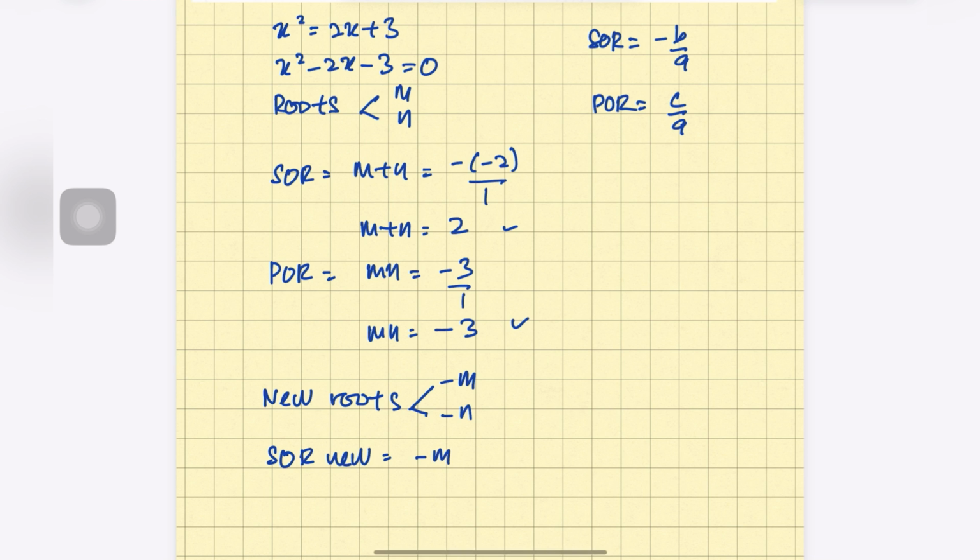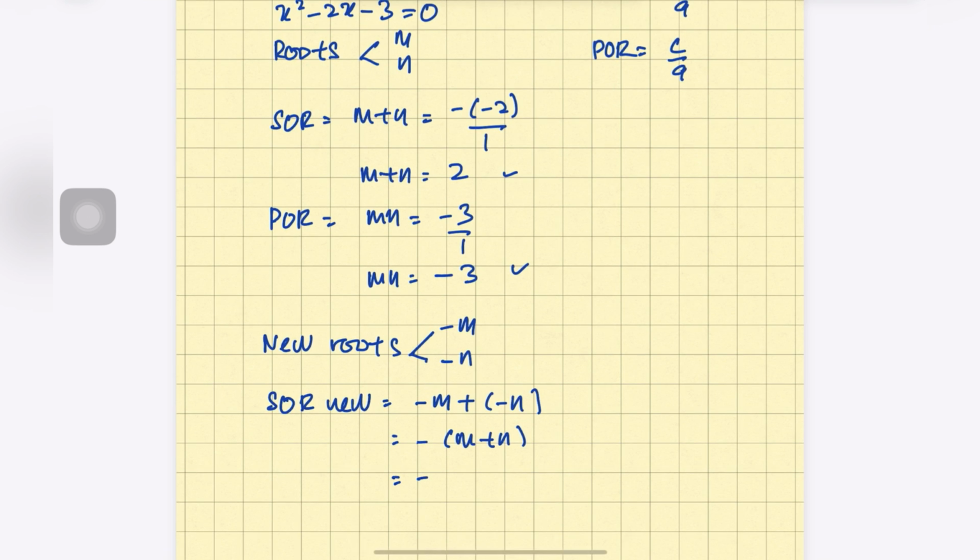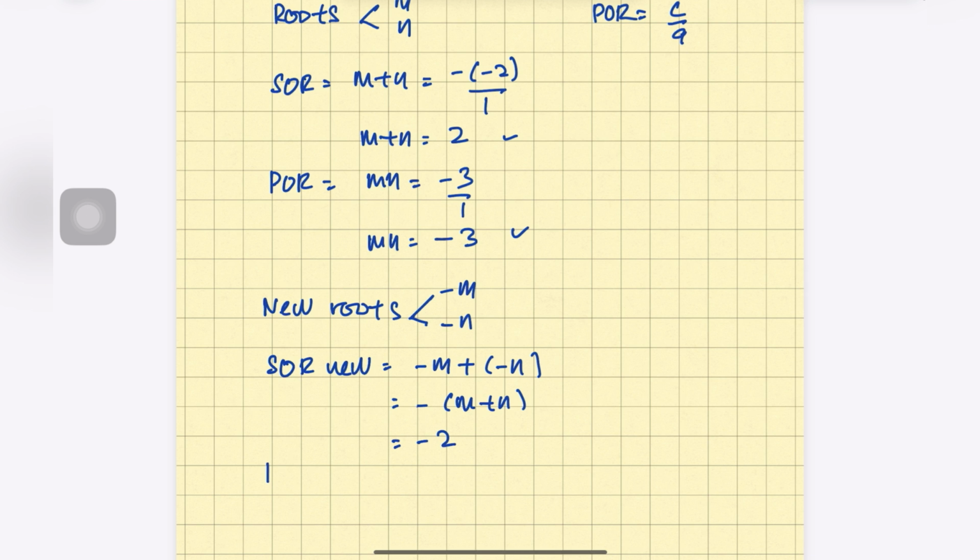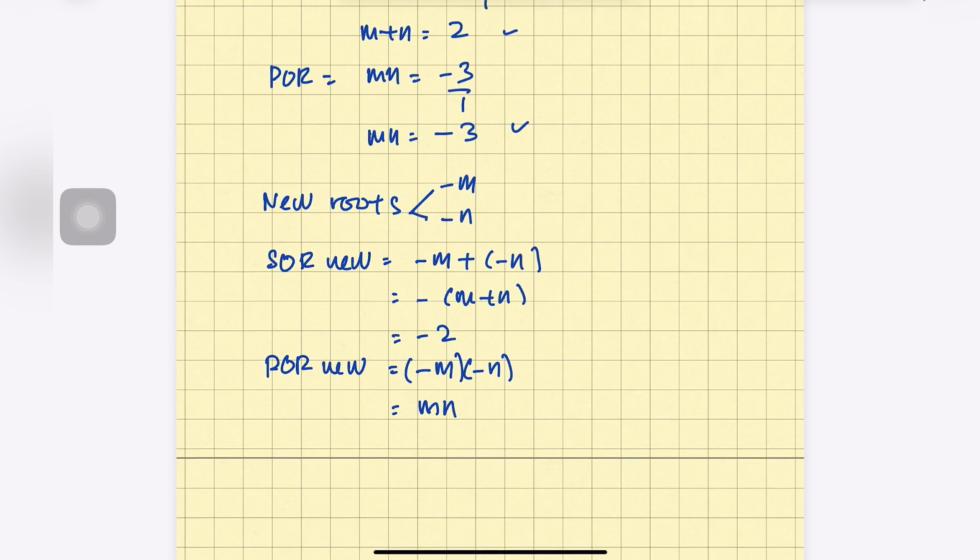Okay, so SOR, new. Negative m plus negative n. So this one is negative, m plus n. Then m plus n is 2, so negative 2. So POR, the new one, is negative m times negative n, which equals mn. Samalah kan tadi, which equals negative 3.